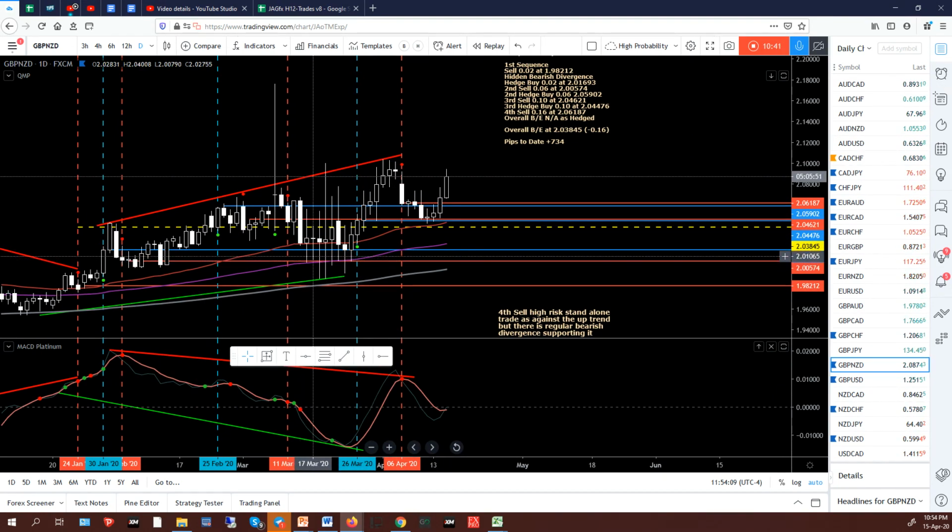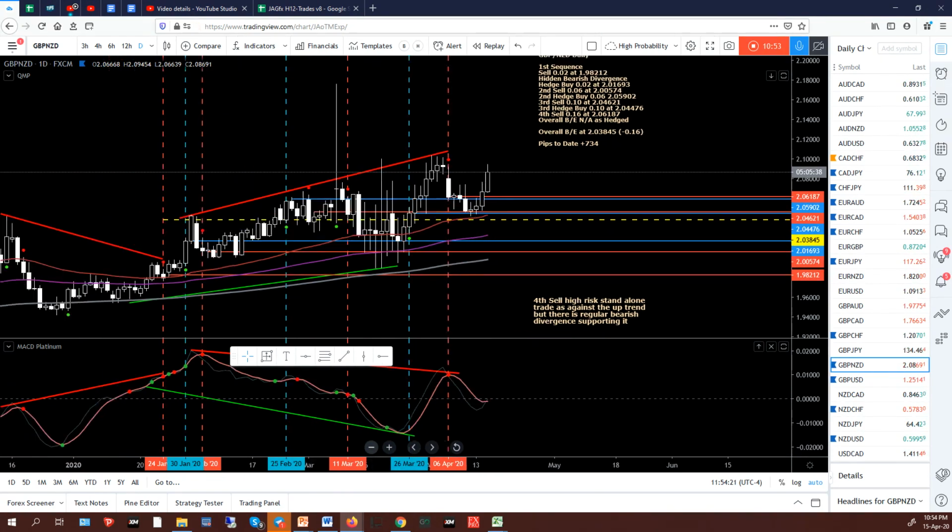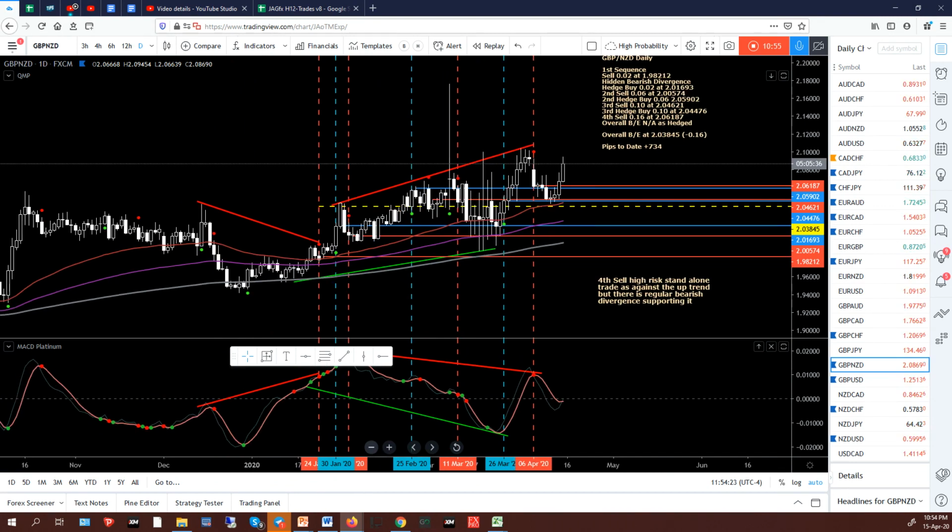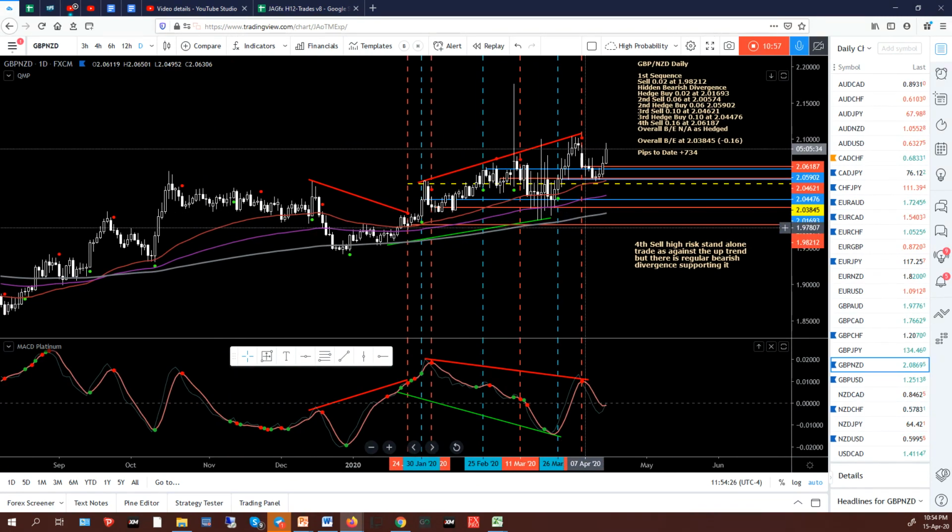This is a daily chart. Have a look at these candles here. I've rarely seen something like this. Just the long wicks, tiny bodies, it's about eight days worth of crap there. I don't know why I get excited about stuff like that, but it's things that are unusual. But anyway, I digress. I'm overall break even at the moment, so I'm hedged.